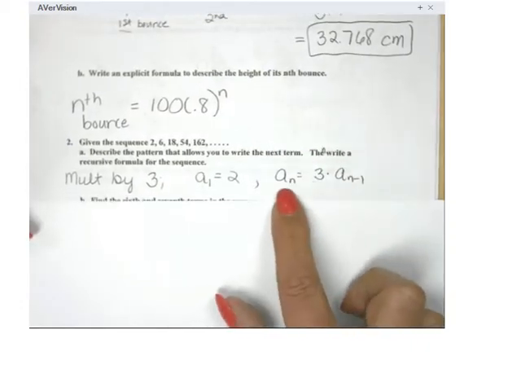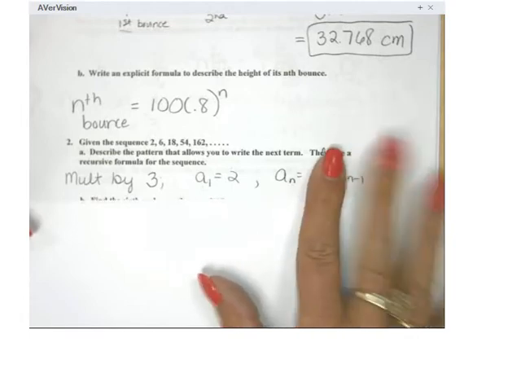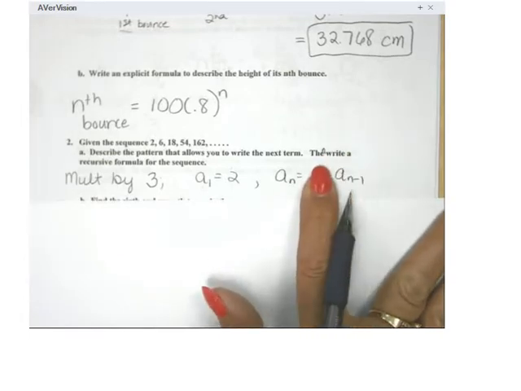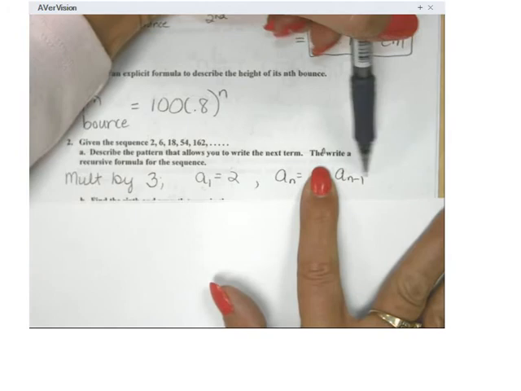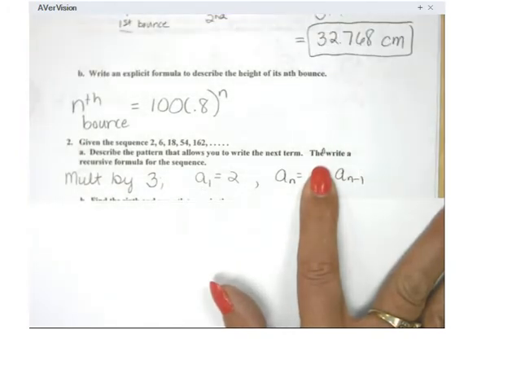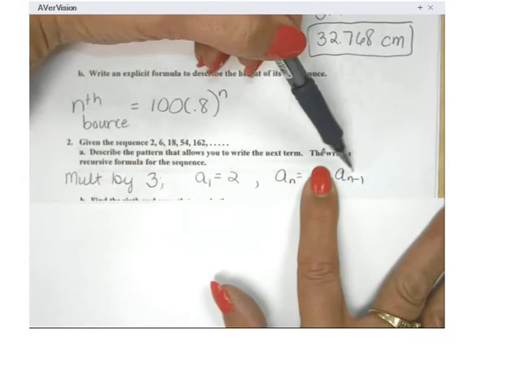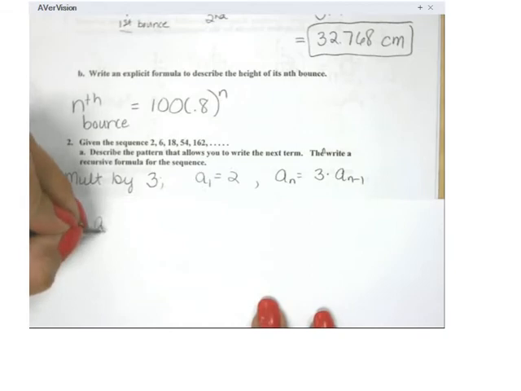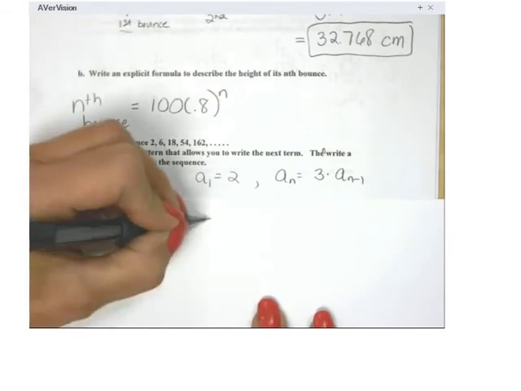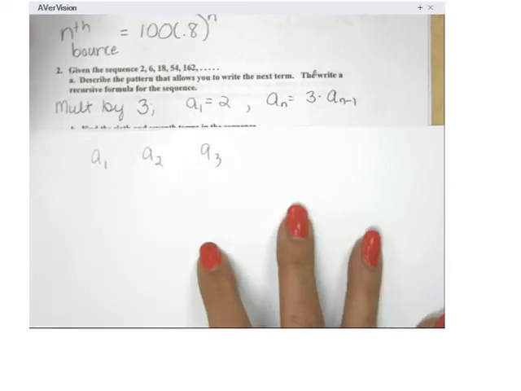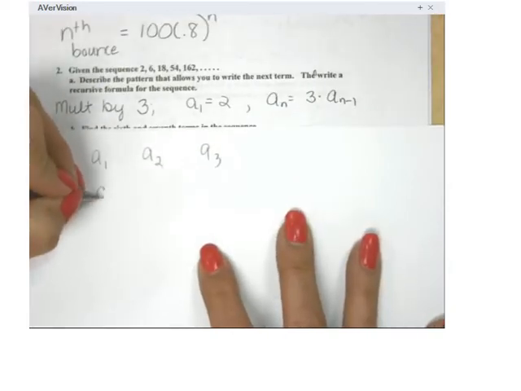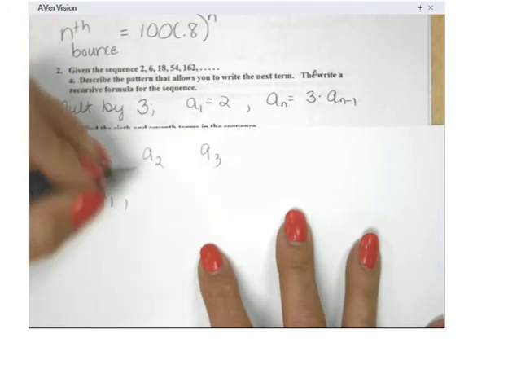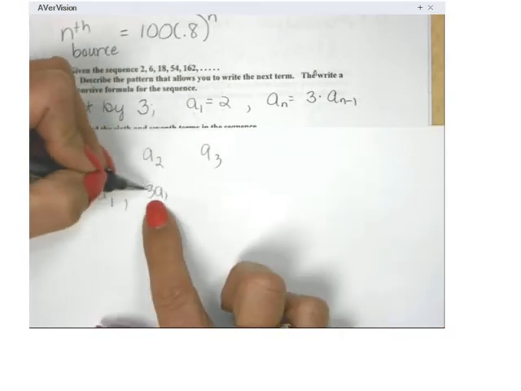We tell them you can find the nth term by taking the one who's right in front of it, and the term right in front of a sub n is a sub n minus 1. Make sure this whole thing, n minus 1, is in the subscript. And then we need to take the term in front and multiply it by 3. So here's our first term, here's our second term, here's our third term in a sequence, and we're starting with the first term, and then we're finding the next term by taking 3 times that number. And we're finding the next term by taking 3 times that number.